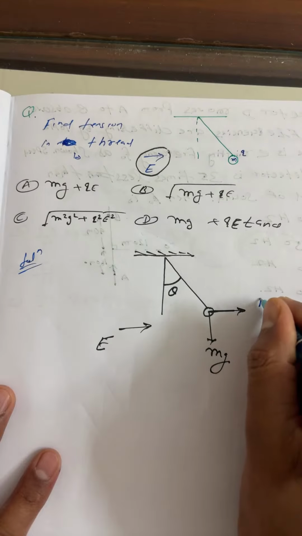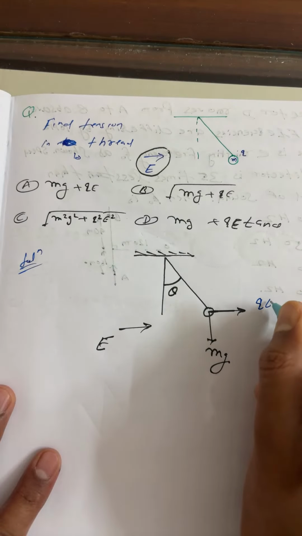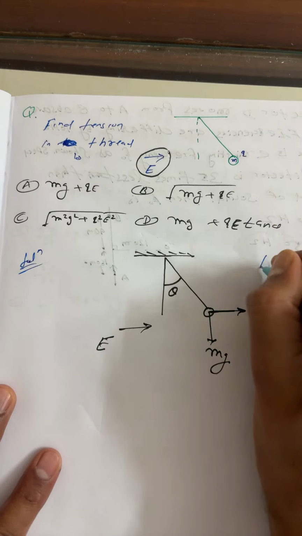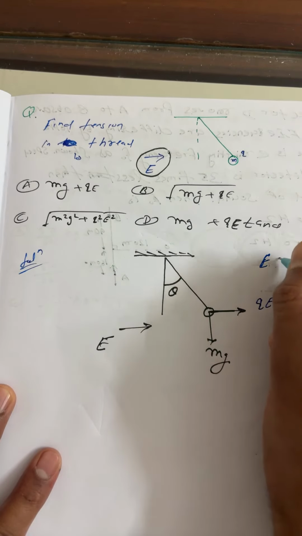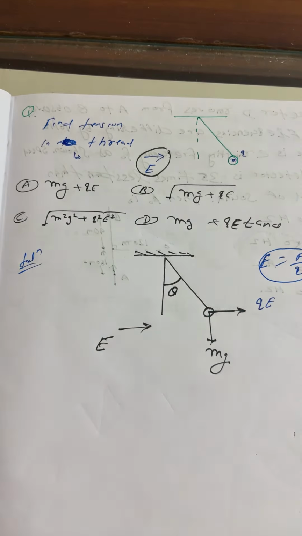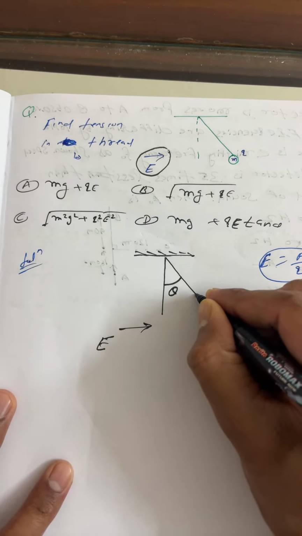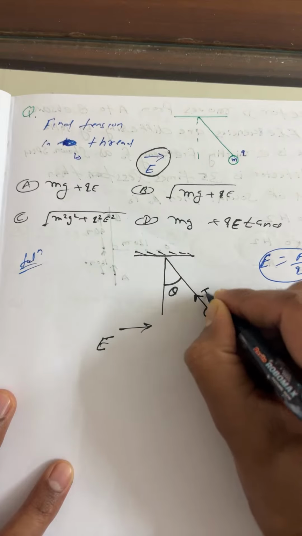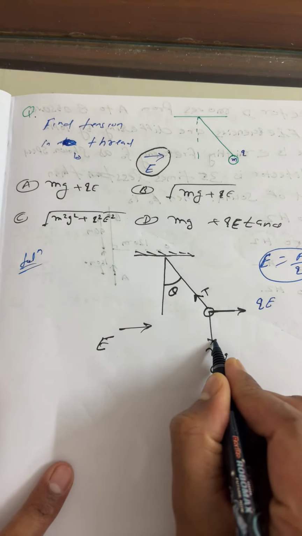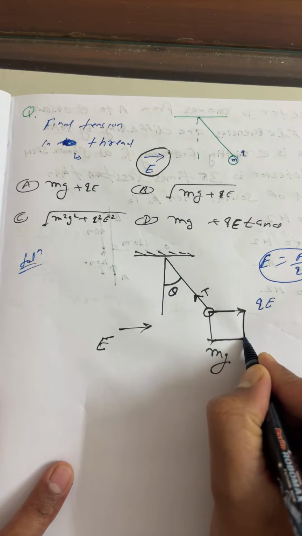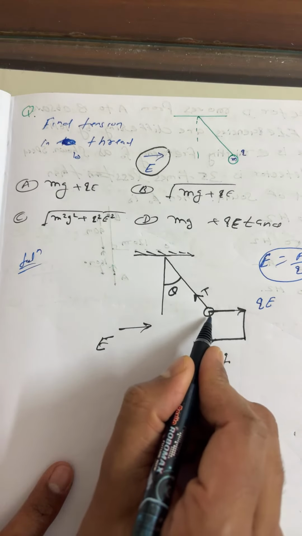Students, this is the force acting on the ball, because here you can use the result that electric field is defined as force per unit charge. So F is equal to qE. In this question, we have to find the tension.